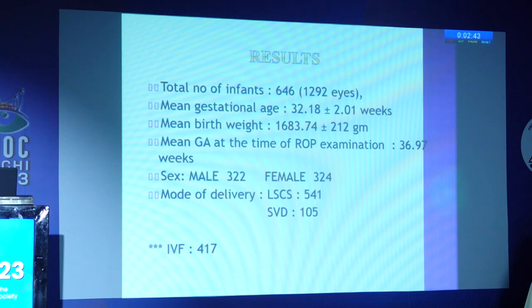So our results were: we had a total of 646 infants. Mean gestational age was 32 weeks. Mean birth weight was 1.6 kg. Mean gestational age at the time of ROP examination was 37 weeks. We had more C-section deliveries, and we had one more correlation: 417 babies were born by ART, that is, IVF technology.